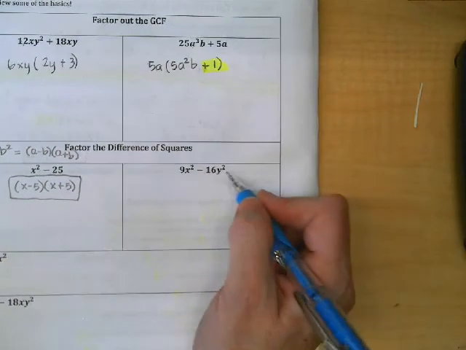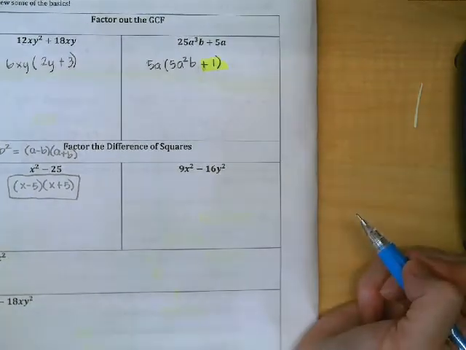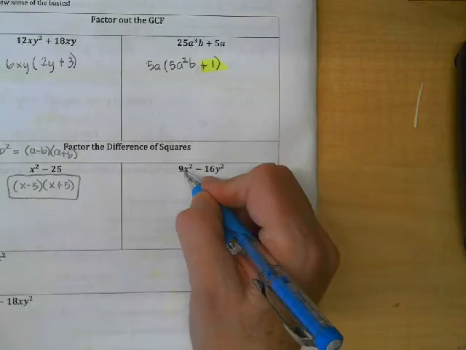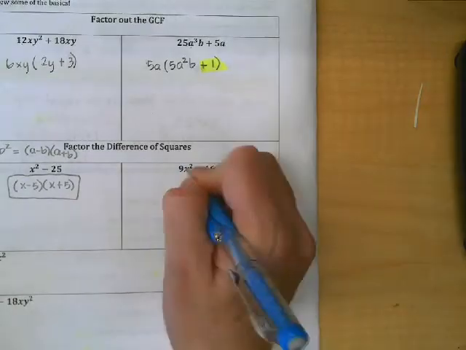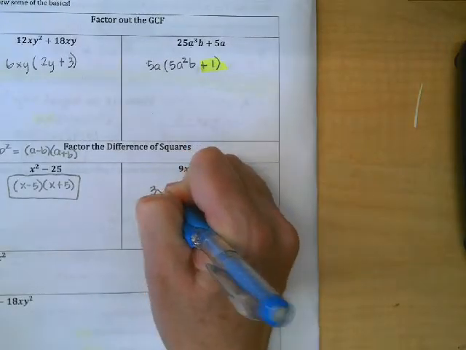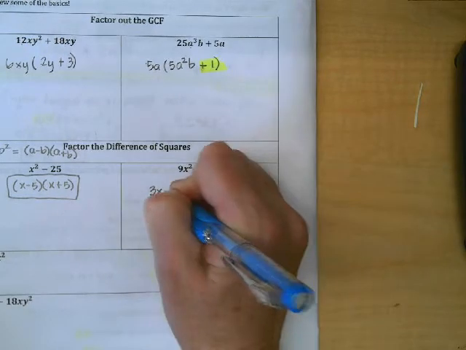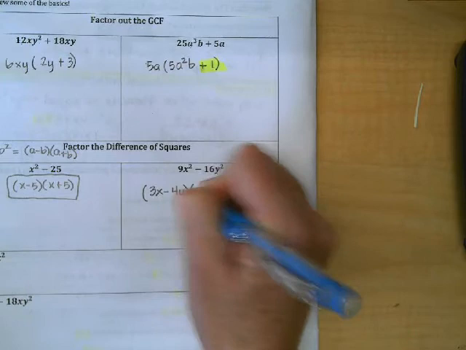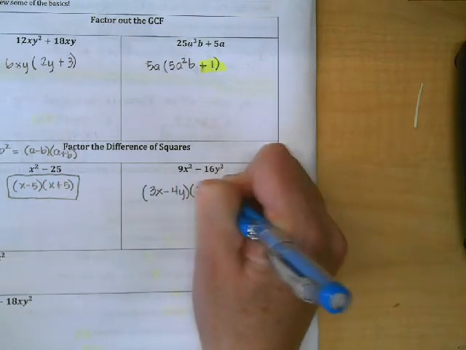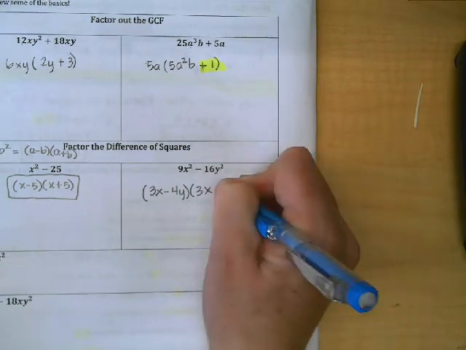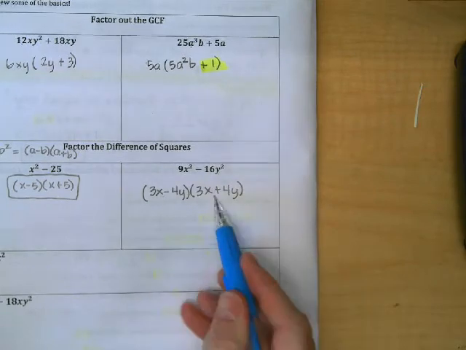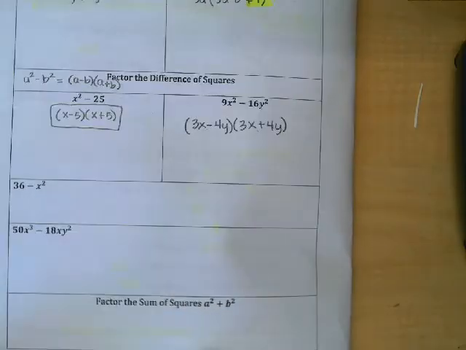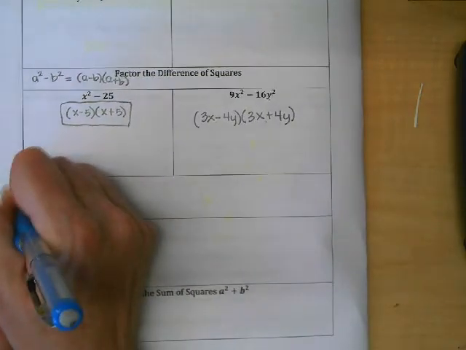Okay, here I'm checking there is no greatest common factor. I can take the square root of both of these. I know the square root of 9x squared is 3x. The square root of that is 4y. So 3x minus 4y, 3x plus 4y. And remember, it doesn't matter if you put the plus first and then the minus. Okay, so that's it.